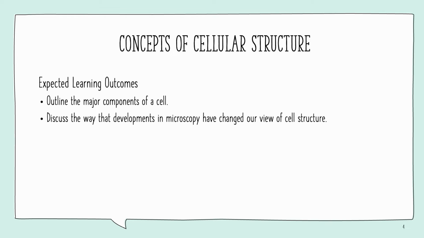Concept of a cellular structure. After you have listened to this presentation, you've listened to your lecture, you've done your reading, there are two things that you should be able to do. The first thing is outline the major components of a cell. The second thing would be to discuss the developments in microscopy that have changed the view of the cell structure.